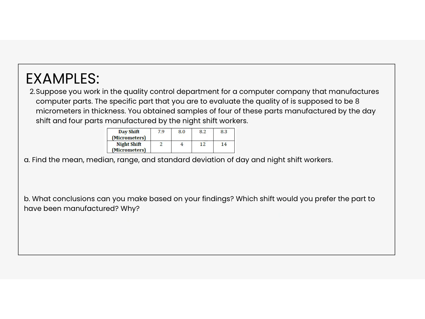Okay, 2 says, suppose you work in the quality control department for a computer company that manufactures computer parts. The specific part that you're to evaluate the quality of is supposed to be 8 micrometers in thickness. You obtained samples of 4 of these manufactured by the day shift and 4 manufactured by the night shift. So we're going to first find the mean, median, range, and standard deviation for the day and the night shift.